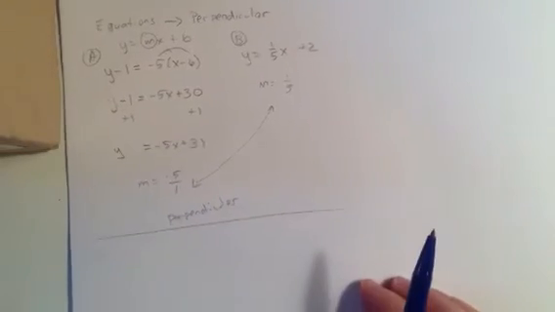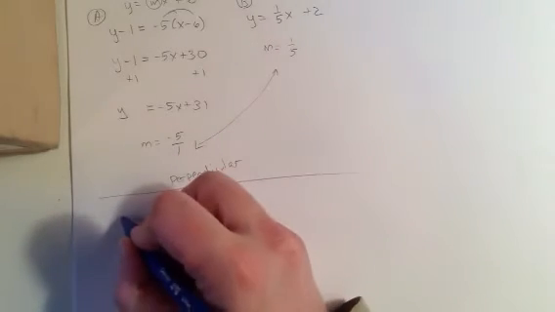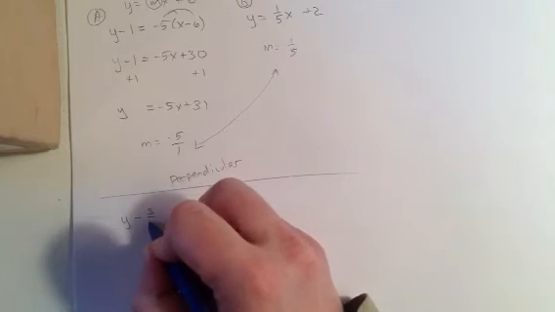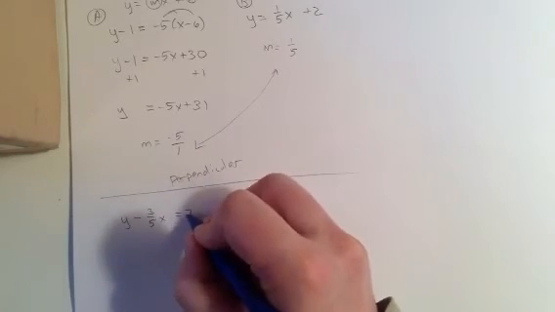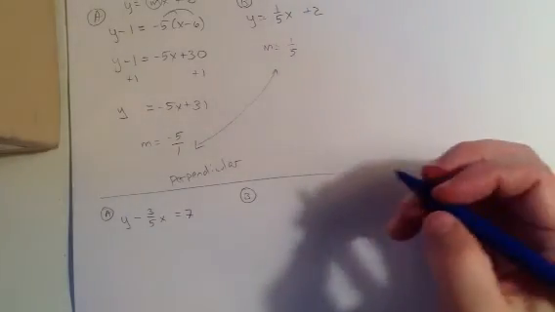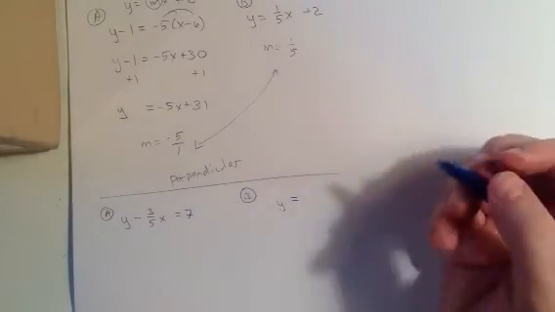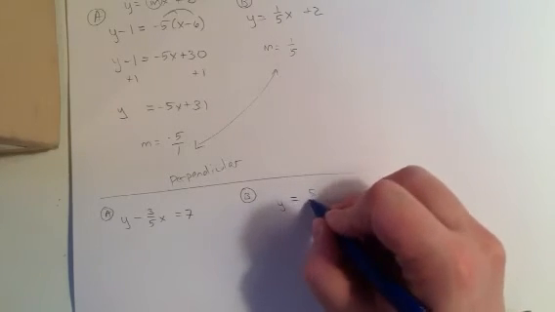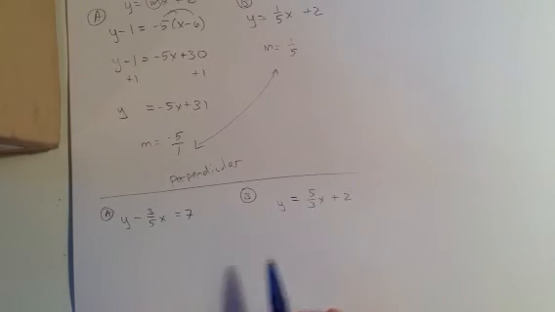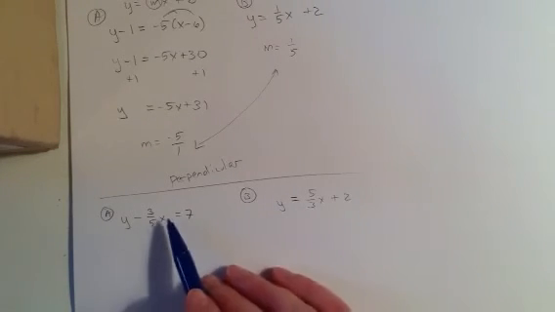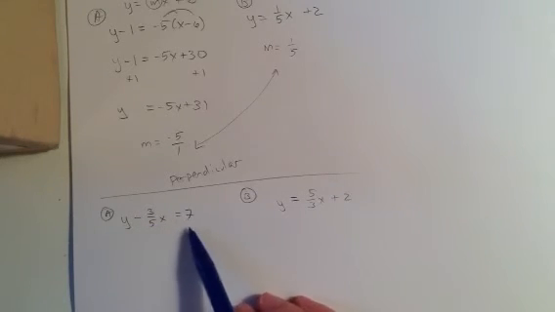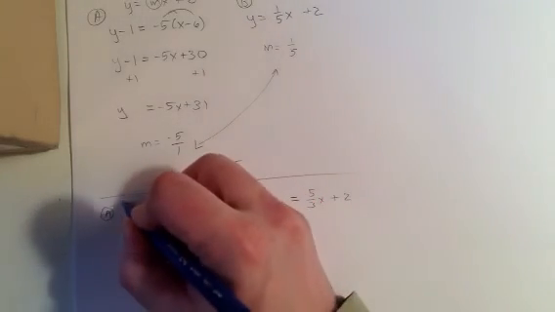Let's look at one last example. So if I gave you y minus 3/5 x equals 7, that's my line A, and my line B is y equals 5/3 x plus 2. Are these lines perpendicular? Well, let's see. At first glance, it almost looks like they are. This number is in front of x, but again, notice it's not in y equals mx plus b.